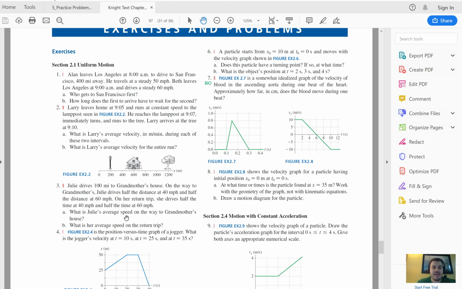Beth leaves LA at 9 a.m. and drives 60 miles per hour. And we're asked who gets to San Francisco first, and how long does the first person have to then wait. So you could do some calculating right away with equations, but that's not what I want you to do. Instead, what I really want to emphasize is making velocity time graphs. And let's go ahead and do that.